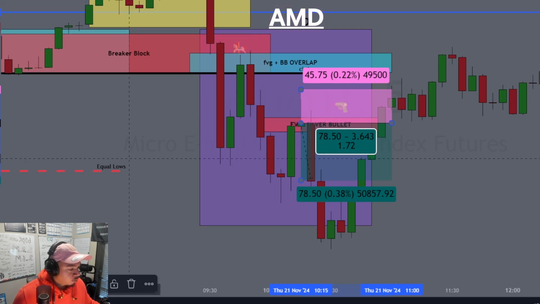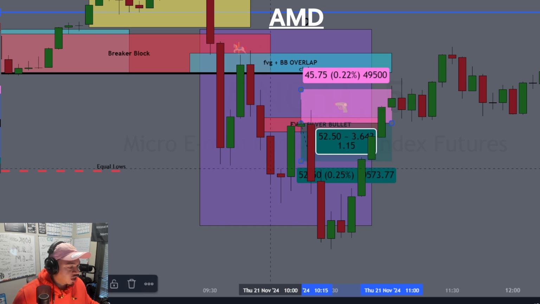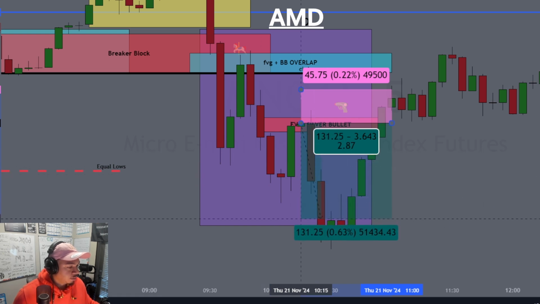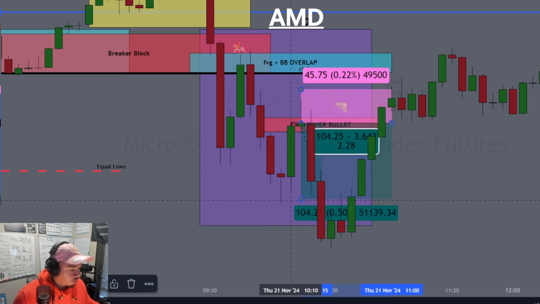And at the very minimum, we're looking for a 1-to-1. We would easily get that without even taking out this low, right? And if we ended up taking out the equal lows, that's about a 1.4-to-1. So again, everything starts with a 1-to-1. And then let's say we wanted to just target the lows of that recent price action right here, then we could have got a 2-to-1.